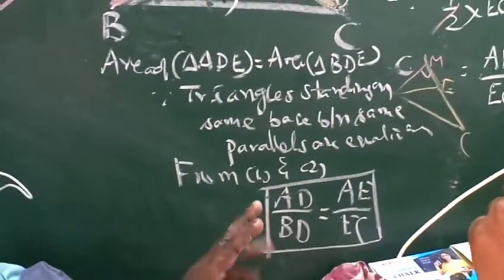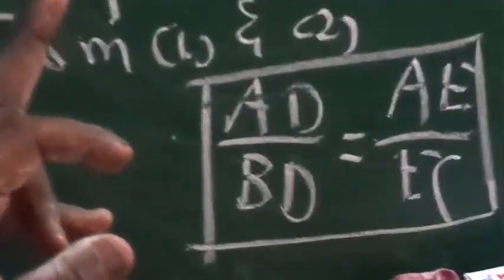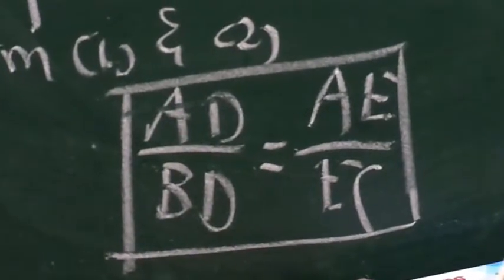So the only thing is, we have to identify what? Triangles, height and base by seeing the question itself.